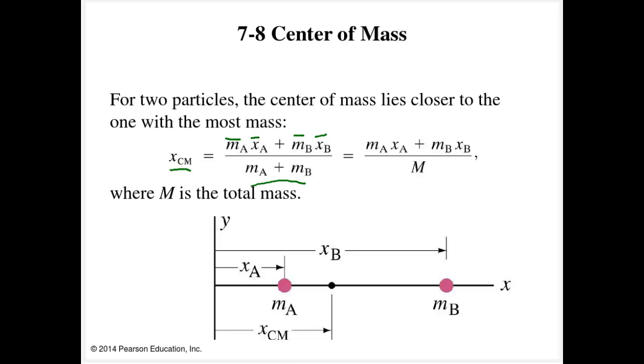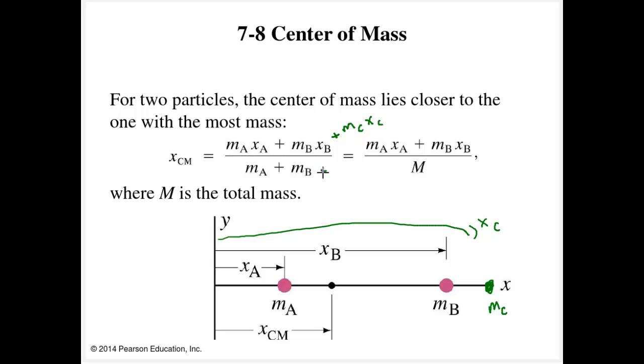This can be generalized to add in a third mass. If I had a mass C way out here at some distance x sub c, then I would simply add mass C multiplied by x sub c, and then add mass C down here in the denominator, and so on and so forth with masses D, E, and F, etc., etc.